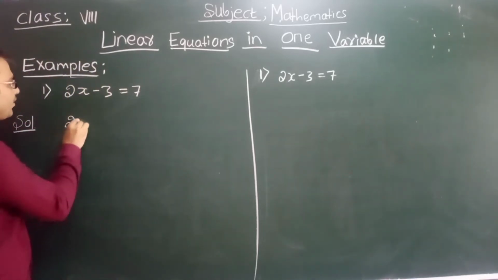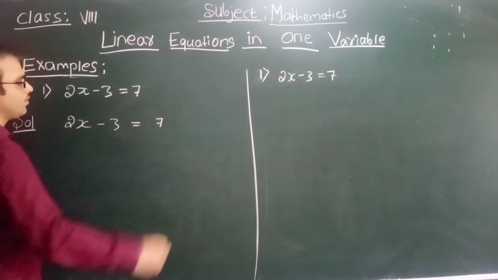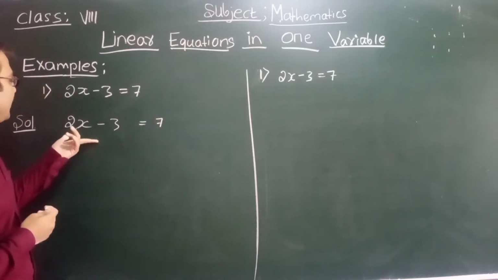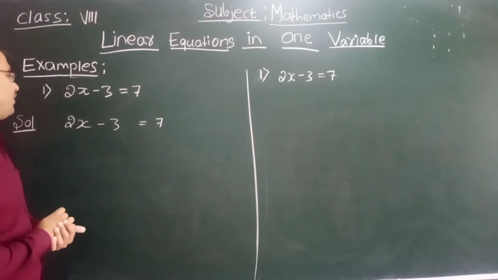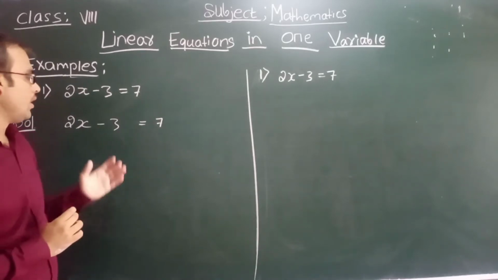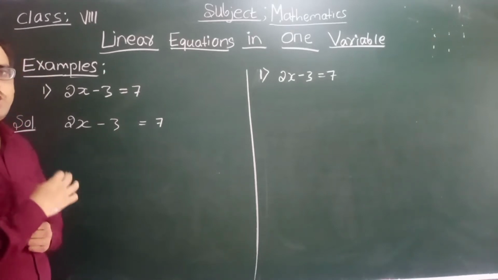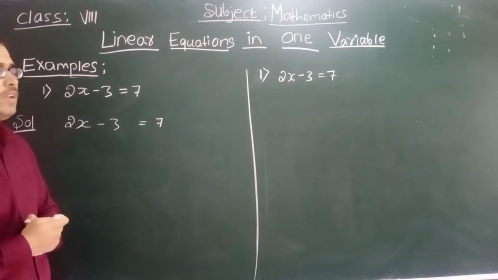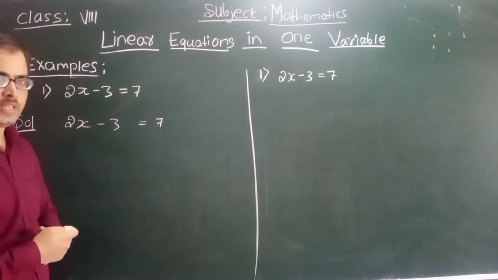Rewrite it once again: 2x minus 3 equals 7. Here the first method is what I told you: we have to find the solution of the given equation without disturbing the equation, or we need to find the solution by balancing the equation.